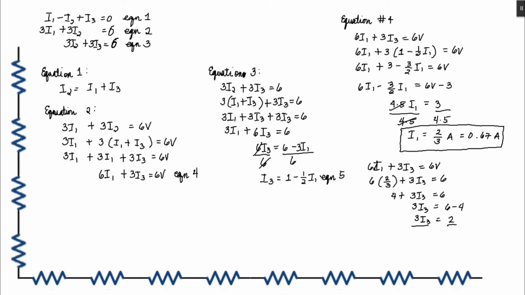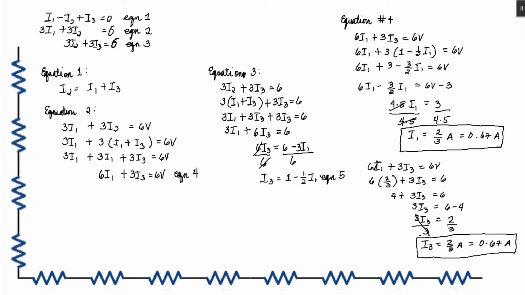Then, divide both sides by 3. So, our I sub 3 is equal to 2/3 ampere, or the same, 0.67 ampere. Ladies and gentlemen, this is our answer for I sub 3.